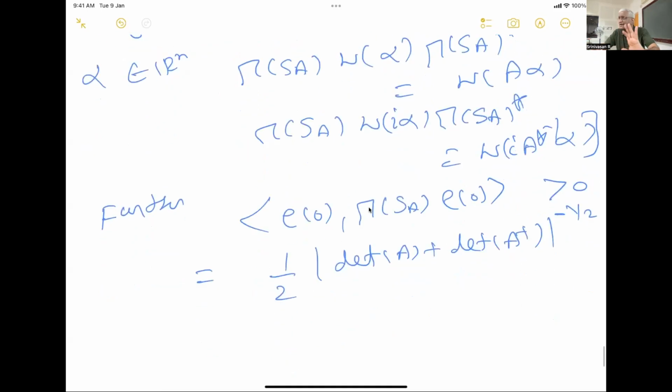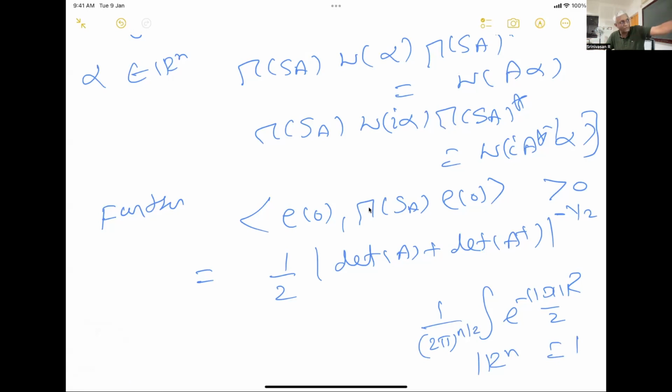There is no real computation. You have to use the change of variable, then use the fact that e power minus x square by 2 is the Gaussian. If you integrate it over Rn with the factor 1 by square root of 2 pi power n by 2, it will give 1. This is the standard Gaussian density, so if you take the whole thing, it will be 1.